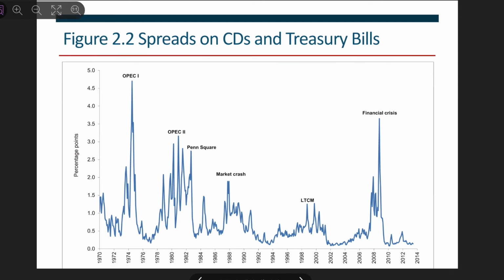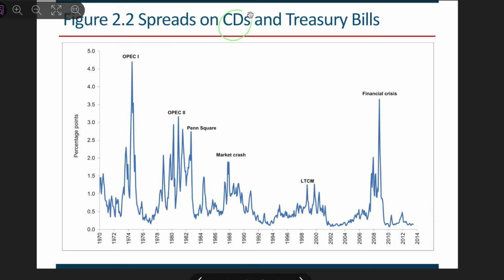Okay, so let's look at the spread on the CD and treasury bill. So what is a CD? A CD is a bank interest, but high.